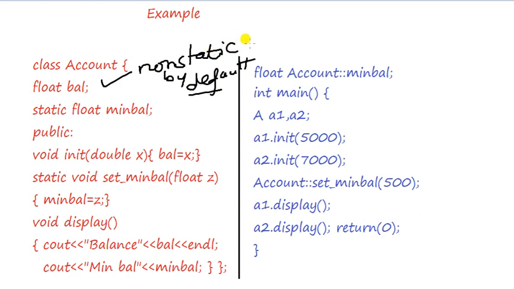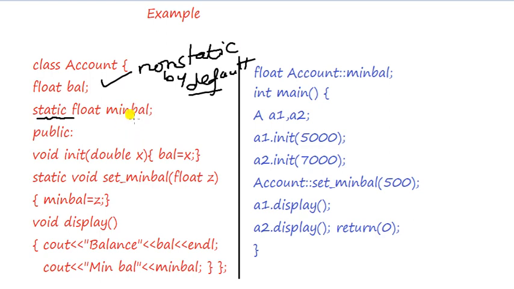Non-static means it is specific to each object. Then static min balance is common for all objects. So what we do here, we say clearly with the keyword static. When you say keyword static, it will become common for all.